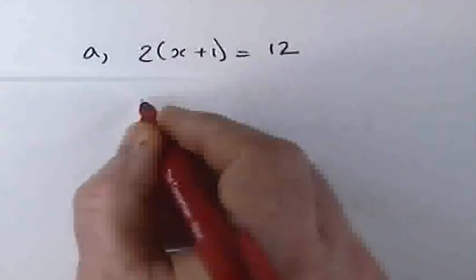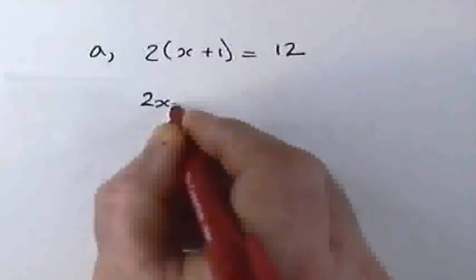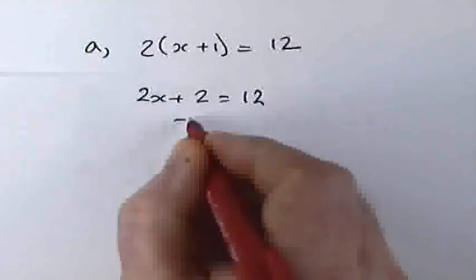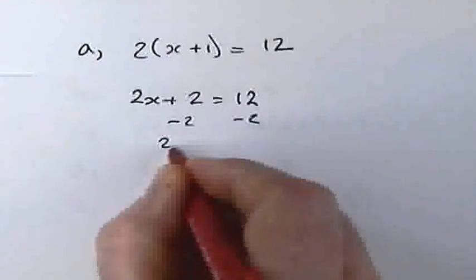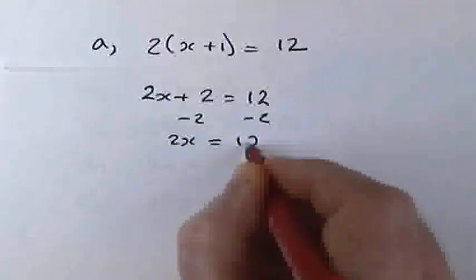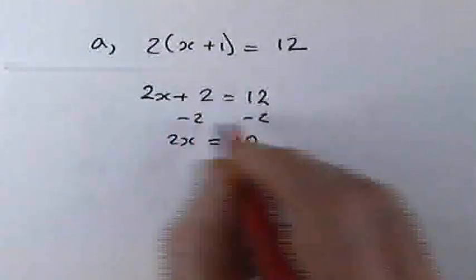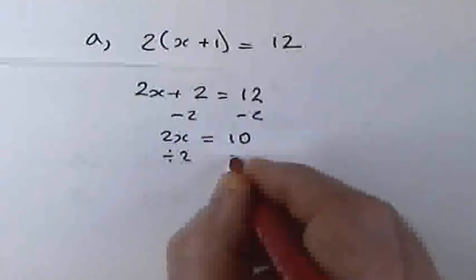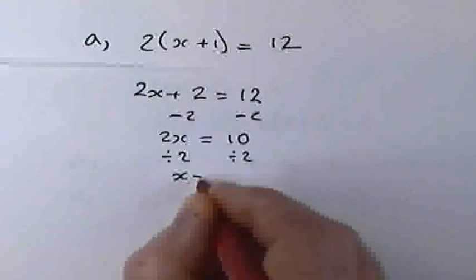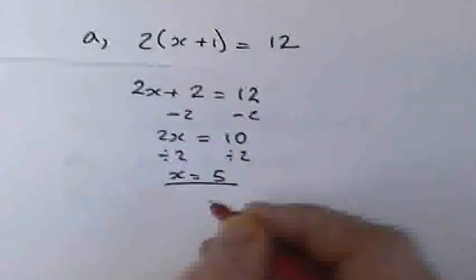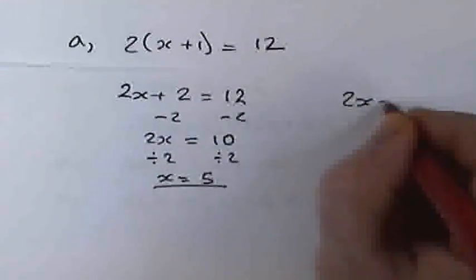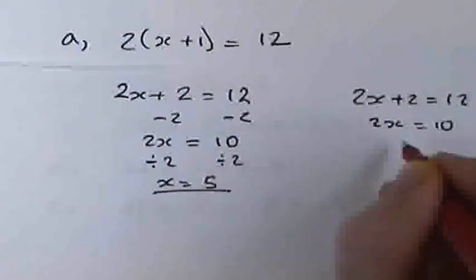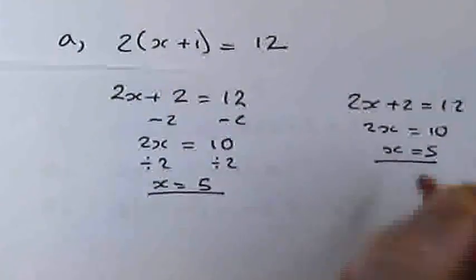Question 1 then, I'm going to expand the bracket to get 2x plus 2 equals 12. Subtract 2 from both sides to get 2x equals 10. Now remember, I wouldn't actually write that in there anymore, I'm just putting it in there for you. Now divide by 2, I get x is equal to 5. So if you've written this as 2x plus 2 equals 12, 2x equals 10, x equals 5, then I'm happy with that.